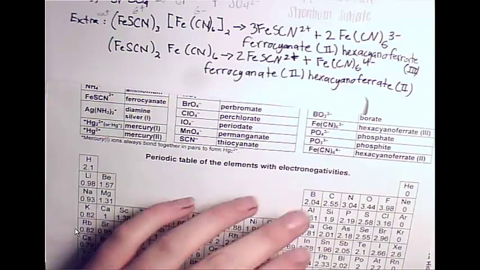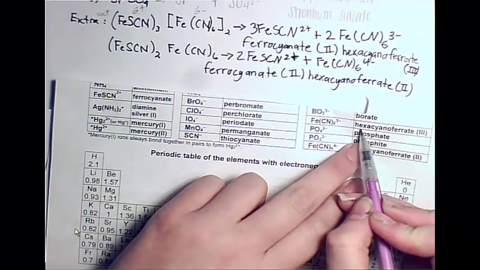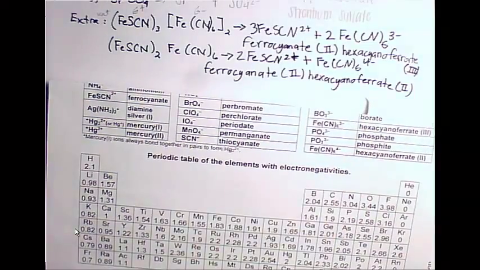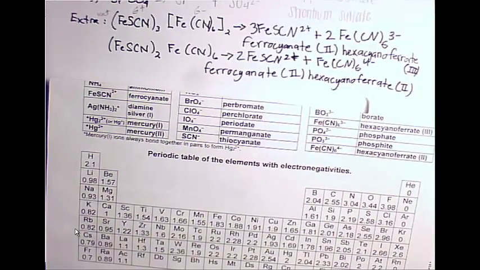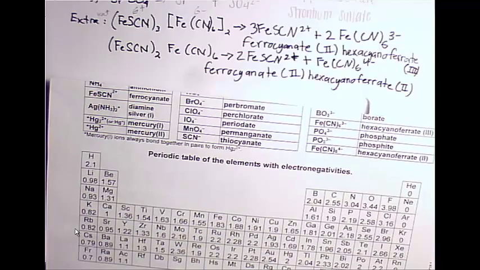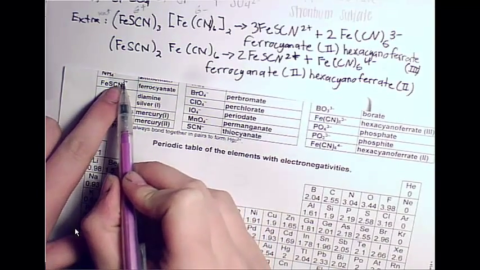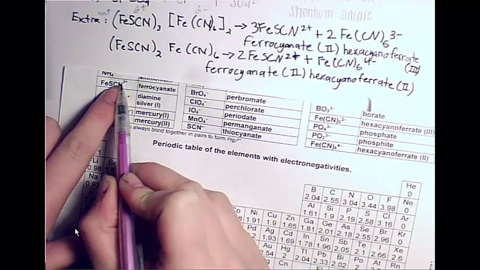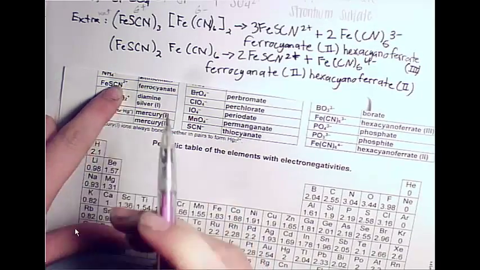The Roman numeral 3 is part of the name for that second ion. If it has 3 on the outside of those parentheses, is it Roman numeral 3? No, because 3 is how many there are. 2 is what you put in the Roman numeral because it has a 2 charge.